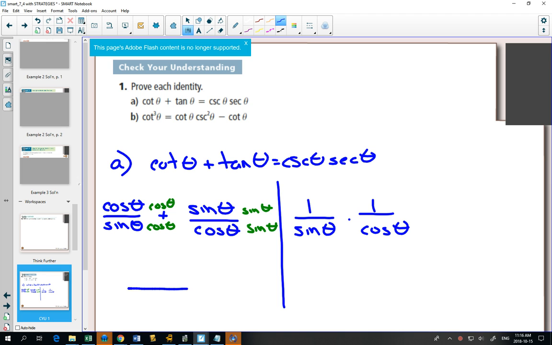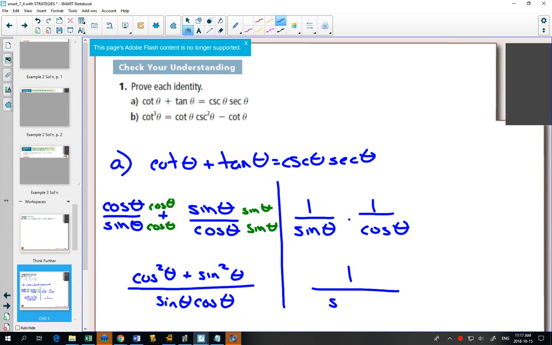So now we have our common denominator of sine theta cos theta. And on the top, how do we add fractions? Once you have a common denominator, you add or subtract the tops. So the top will be cos squared theta plus sine squared theta. On the right-hand side, it's not a single fraction yet because we have a fraction multiplied by a fraction. How do you multiply fractions? Multiply the numerators. 1 times 1 is 1. Multiply the denominators, so we get sine theta cos theta.